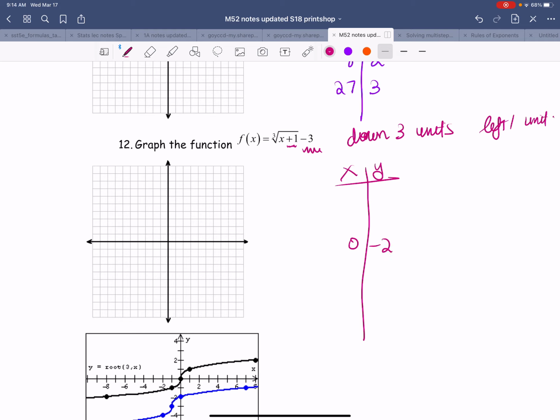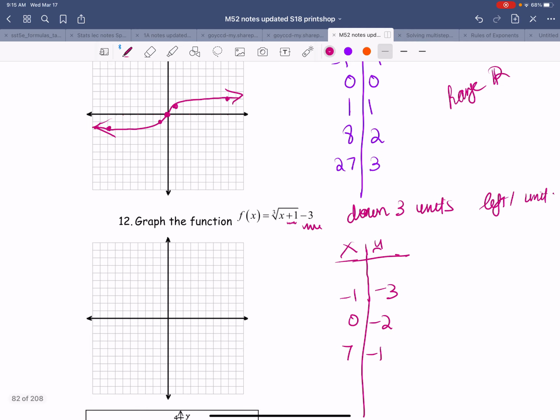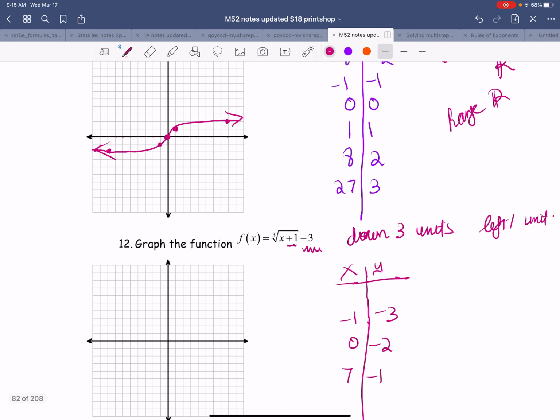The next nice value I can plug in is 7. If I plug a 7 in there, that would give me 7 plus 1 is 8. Cube root of 8 is 2. 2 minus 3 is negative 1. The next nice value I can plug in is negative 1. So negative 1 plus 1 is 0. Cube root of 0 is 0. When I plug it in, it leaves me with minus 3. And similarly, you can plug in more values.